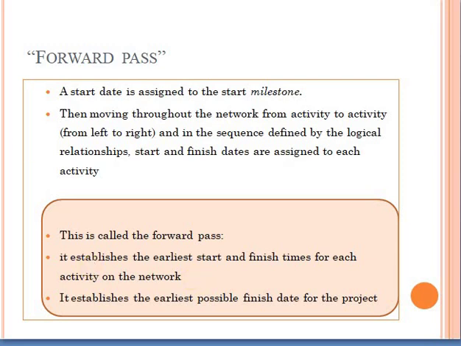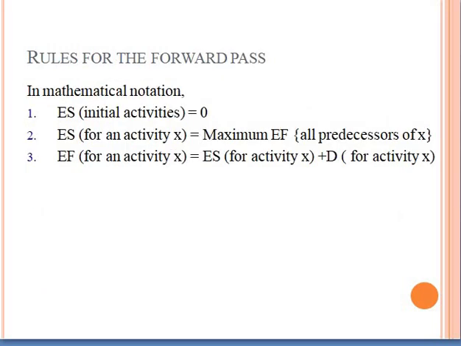Okay, now we have some rules for the forward pass. First of all, the initial activity or the starting activity of the project, it's the activity that has no predecessor, okay? So it's the beginning activity. Always take its early start as 0, okay?